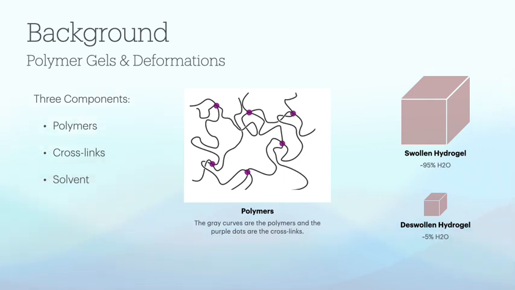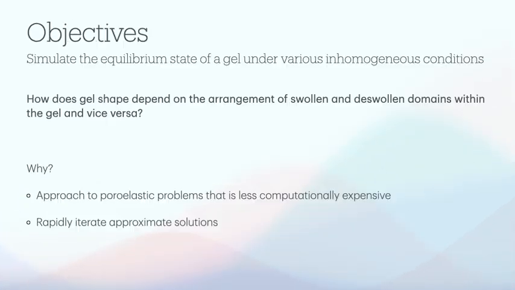In the swollen state, the volume of the gel can expand up to 1 to 2 orders of magnitude larger than its deswollen state. Some gels exhibit a discontinuous phase transition between their swollen and deswollen states, such that there exists parts of the material in the swollen phase, while other parts of the material are in the deswollen phase. This case is our primary focus for this research.